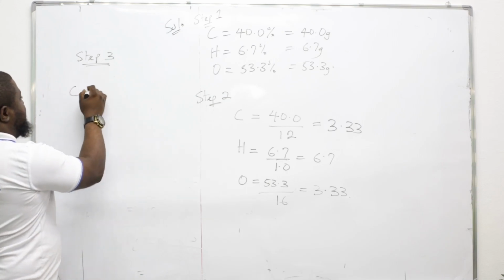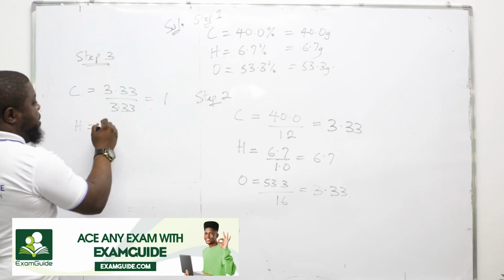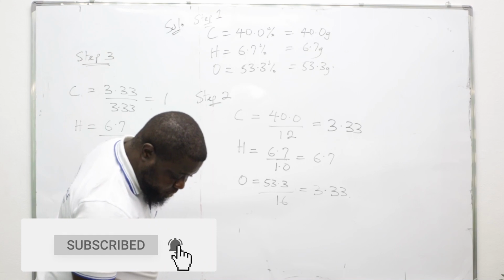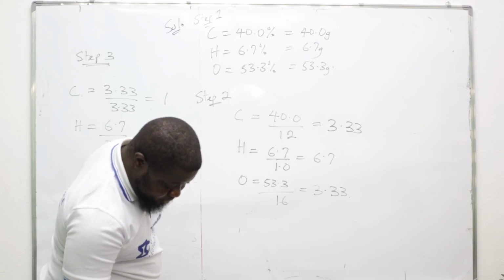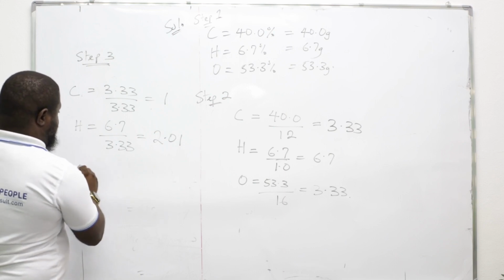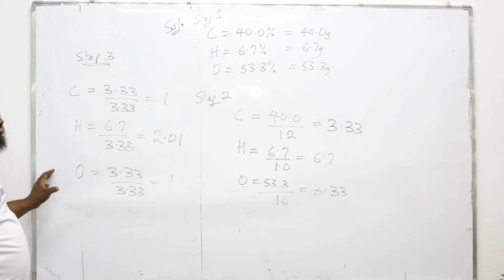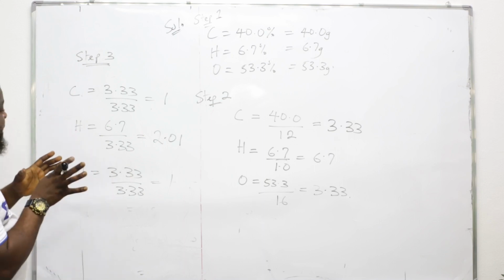Now, carbon will be equal to 3.33 over 3.33, which is equal to 1. Hydrogen will be 6.7 divided by 3.33, which is equal to 2.01. Then oxygen will be 3.33 divided by 3.33, which is equal to 1. We got two numbers that are smallest, but it doesn't matter which you pick to do the division. As long as they're the same, it is the smallest number.